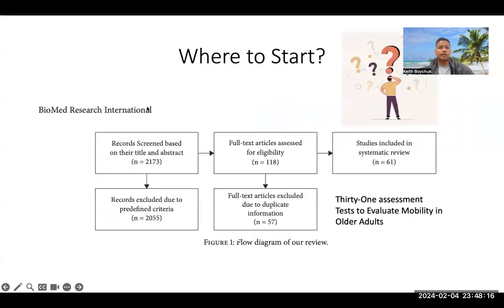So how did the research start? Well, they looked through 2,173 titles and abstracts and pulled out about 118. And then of that 118, they pulled around 61 studies to go more in depth on the 31 assessment tests.